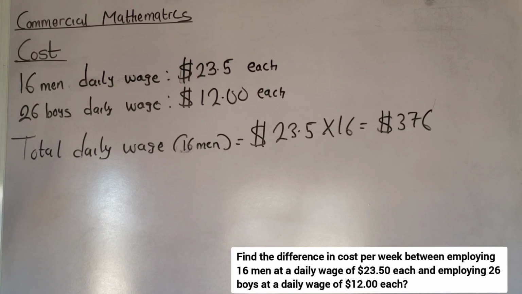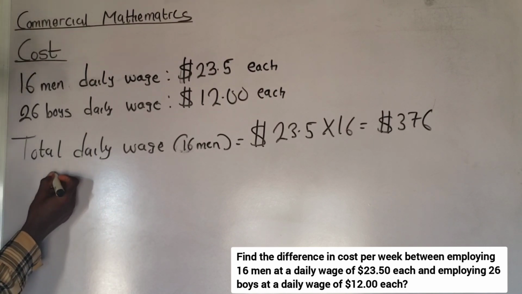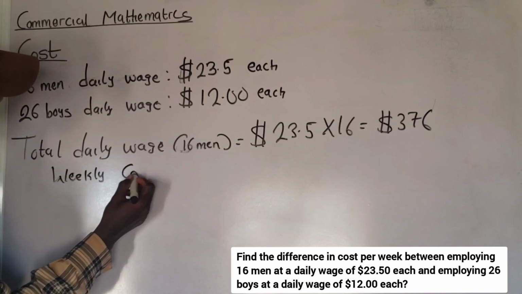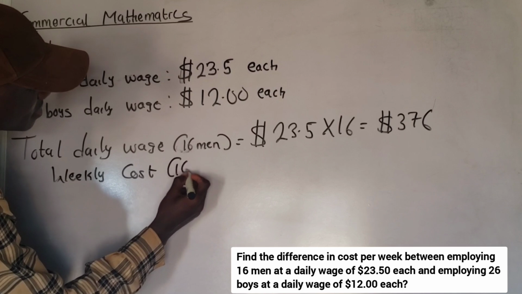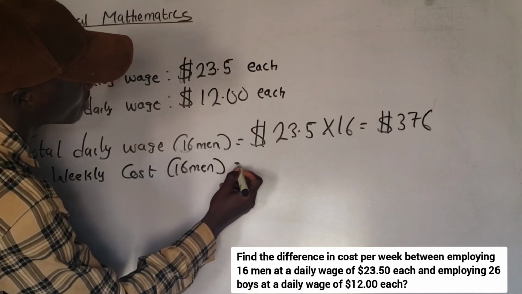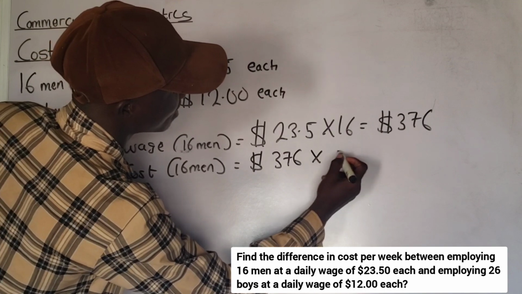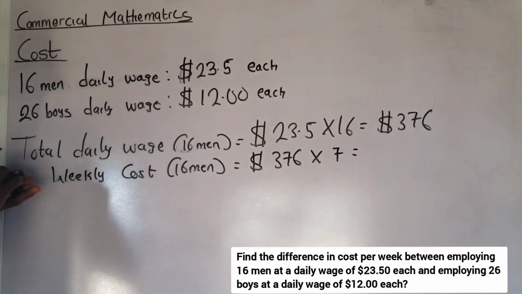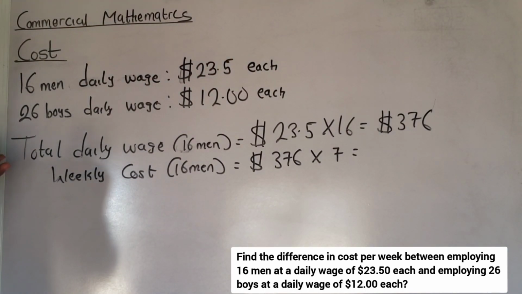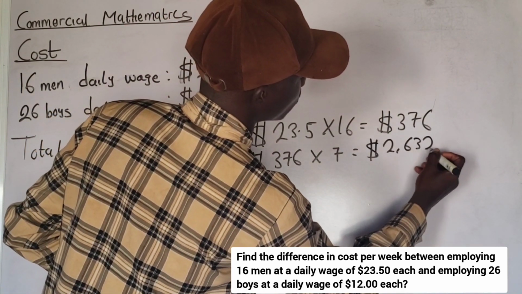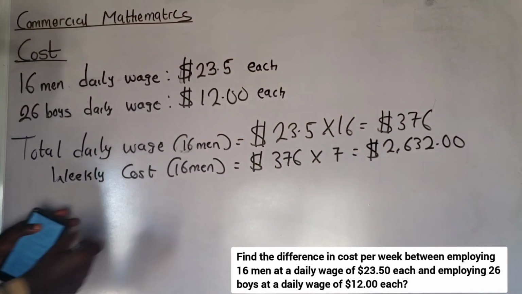So 7 multiplied by $376 will give us 2,632. You understand? Let's call it the weekly cost. The weekly cost of 16 men will now be $376 multiplied by 7. That will give us $2,632. Okay, so that is the weekly cost.